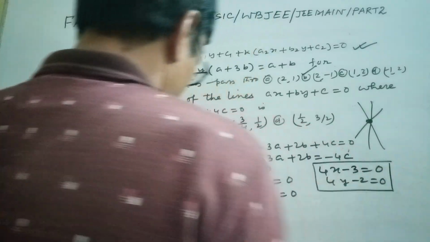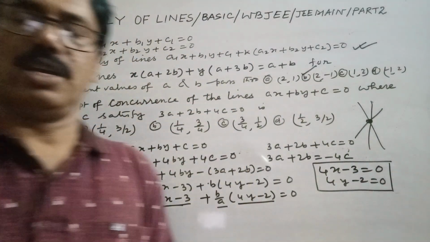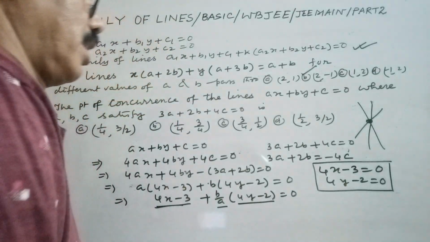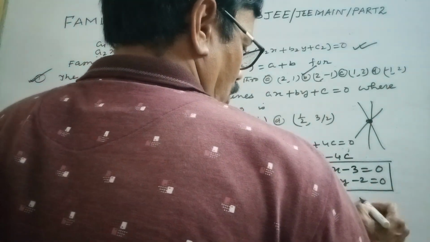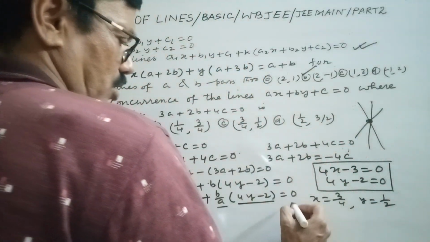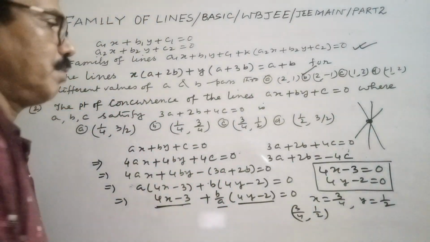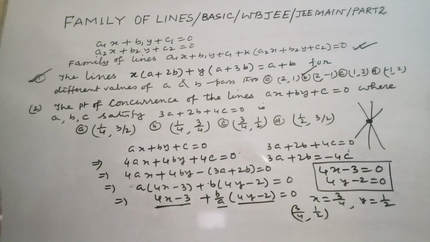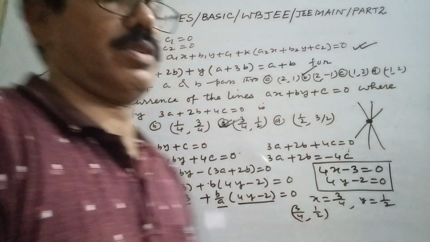So we are getting two equations from this combined equation. Solve and find x and y. So what is x? x is 3 by 4, y equals half. So the point of concurrency is (3/4, 1/2). So C will be the correct option.